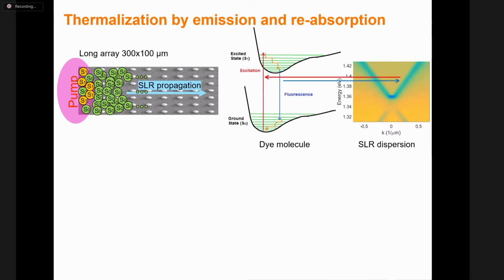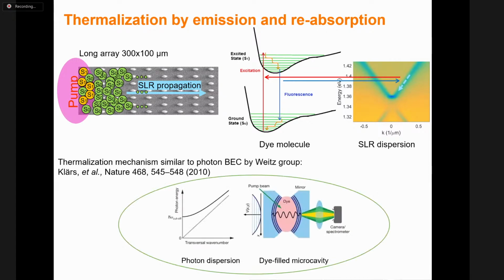And as Martin described, in these reabsorption and emission processes, every time the molecules get excited, they lose some energy through internal vibrations and rotations. This means that every time a photon is emitted from the molecules and absorbed again by the lattice mode, the energy has reduced, and this allows the population of the SLR excitations to thermalize towards the bottom of the dispersion band. So this indeed has a lot of similarities to the experiments by the Weitz group, where they thermalize by the light moving between the mirrors in the microcavity.